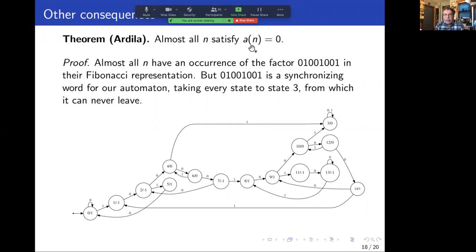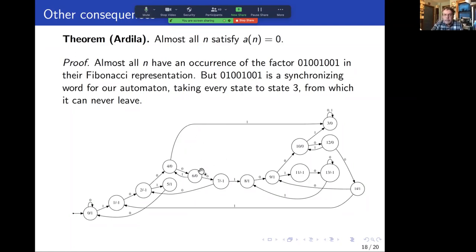Again, this can be proved really easily now that we have this automaton, because almost all n have an occurrence of this factor in their Fibonacci representation. That's more or less the same idea that if you pick a random binary decimal, then it will have any fixed block of digits occurring with the expected frequency. Well, here, because this is a legitimate block in Fibonacci representation with no 2 consecutive 1s, then this will occur with the expected frequency in some sense, and so it'll occur infinitely often.